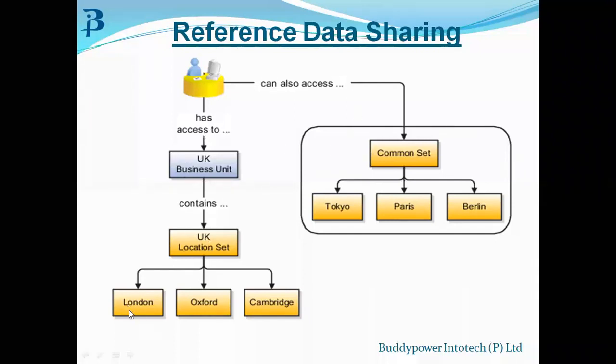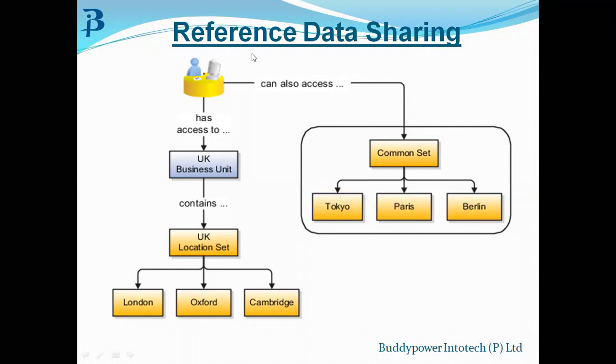Whereas a person sitting in the London BU will not have access to your Oxford or Cambridge or Tokyo, Paris, or Berlin. You can even put an RDS saying you can access only for the location UK, like the London guy can access Oxford details, or the Cambridge guy can access Oxford, vice versa. They all three can access all three. That is under the UK location. But the UK location people cannot access data of, say, Tokyo, Paris, or Berlin.